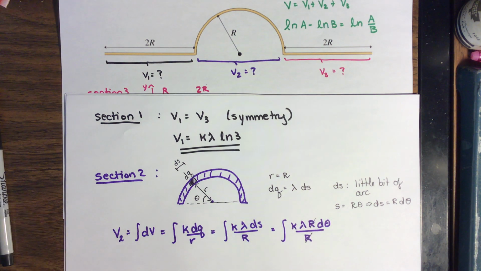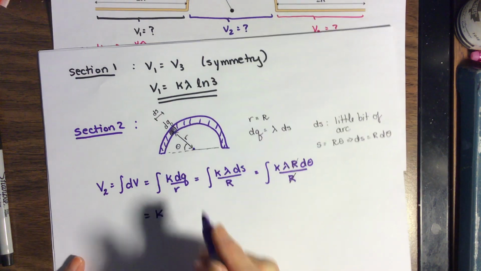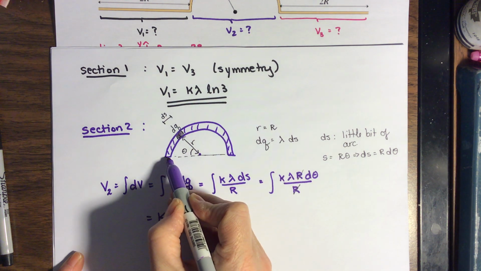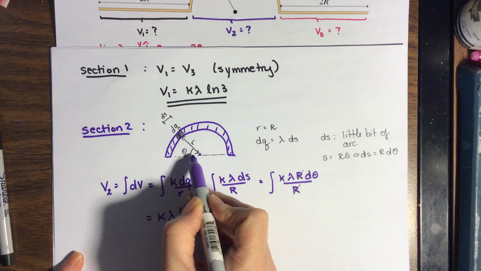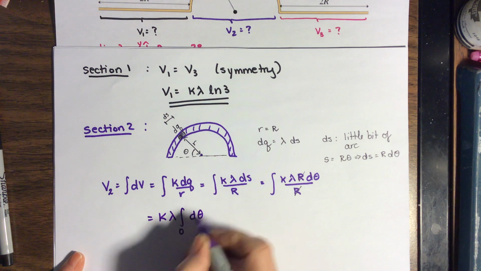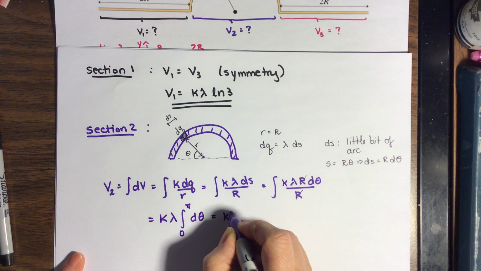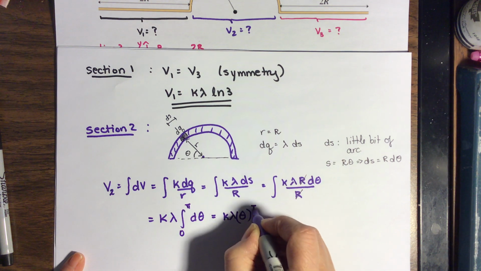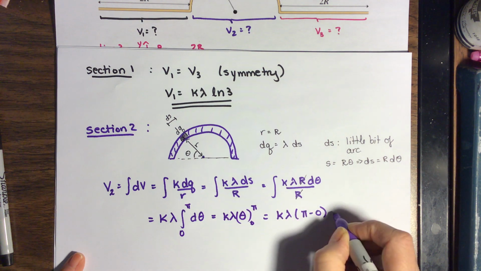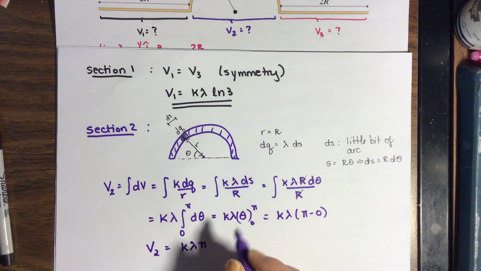I can take my k and my lambda outside because they're constant. Integral of d theta. So my dq starts down here, one end of the rod starts down here where theta equals 0. Then as I come all the way around, my theta becomes equal to pi. So I'm integrating from 0 to pi. The integral of d theta, of course, is theta. That's going to be evaluated at pi and 0. So I get k times lambda times pi minus 0. So V2 is k times lambda times pi.